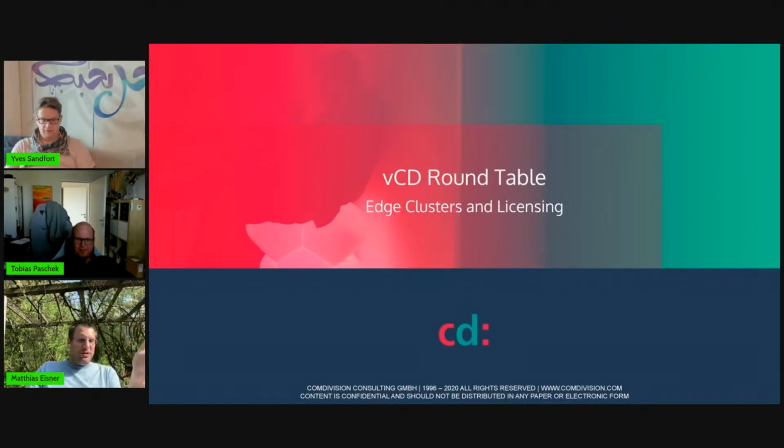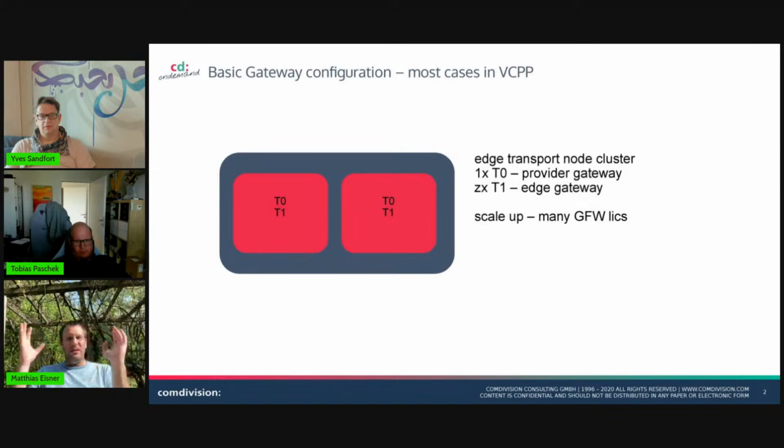So as Eve mentioned today, we're talking about edge clusters and licensing. I know it's again the term licensing, but today we're sneaking into the topic from a more technical perspective. So the idea is, what's the basic configuration? I did not fat finger the acronym, I really wrote most cases in VCPP, which was the old model, but that's a basic configuration for many service providers.